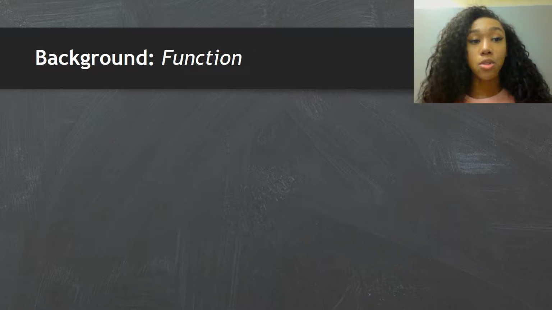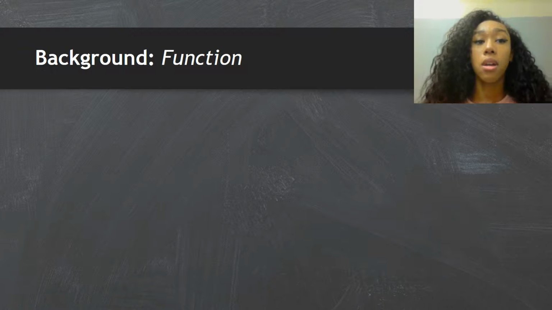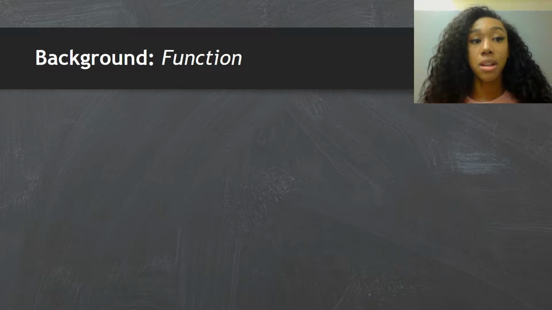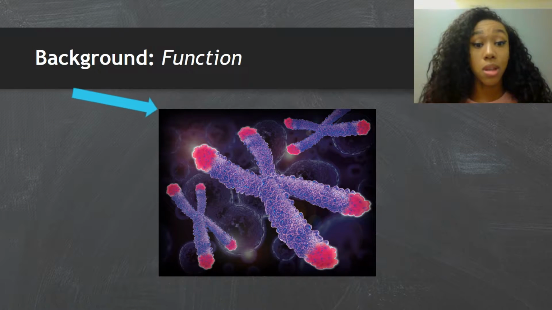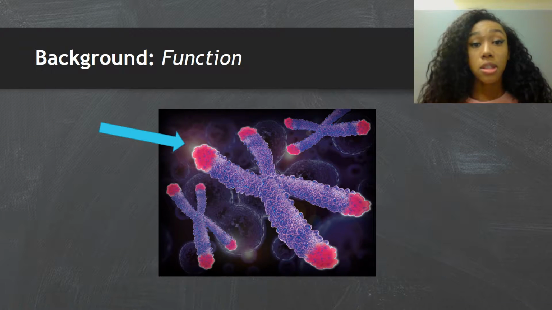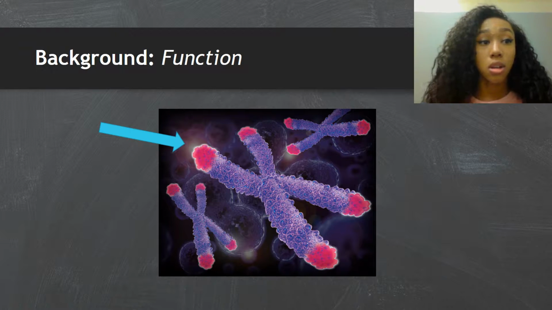So now that I've shown you where it is and the system that it is in, I'd like to show you what the Dyskerin protein exactly does. So this protein is involved in maintaining telomeres, which are found at the ends of chromosomes, as you can see here. These structures help protect chromosomes from abnormally sticking.